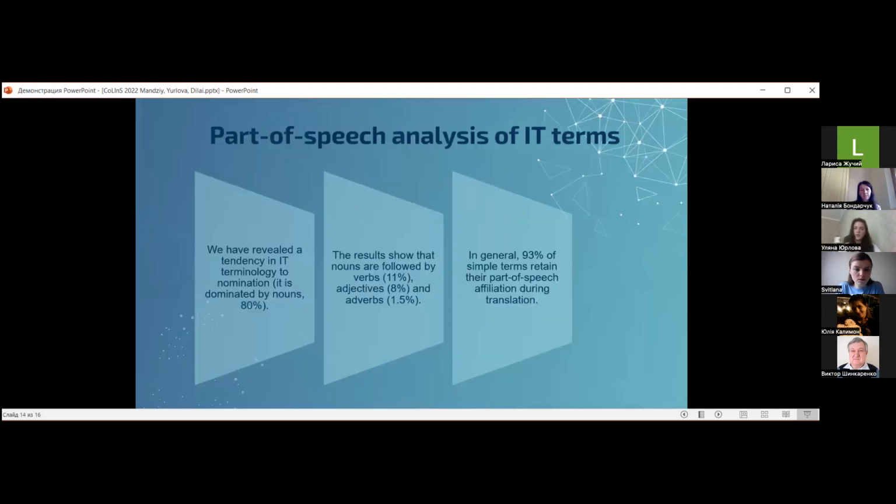And also we conducted part of speech analysis of IT terms. The part of speech analysis of terms made it possible to establish the relationship between parts of speech in the terminological system. We have revealed a tendency in IT terminology to nomination. The prevalence of nouns in IT terminology is explained by the fact that terms mainly perform a nominative defining function. The results show that nouns are followed by verbs 11%, adjectives 8%, and adverbs 1.5%. In general, 93% of simple terms retain their part of speech affiliation during translation.